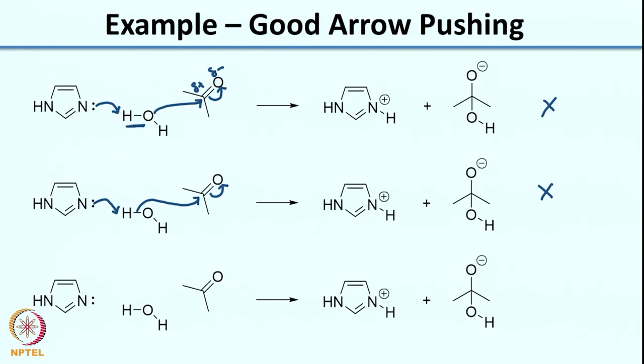So a good way to push the arrows would be, you first show the nitrogen lone pair grabbing the proton. After that, you can show the electrons actually coming to the oxygen from this bond, and then you can show the oxygen attacking the electron deficient carbonyl. And finally, the C double bond O moving such that the electrons come on the oxygen. So this would be the best method to actually represent the transformation or reaction intermediate shown here.